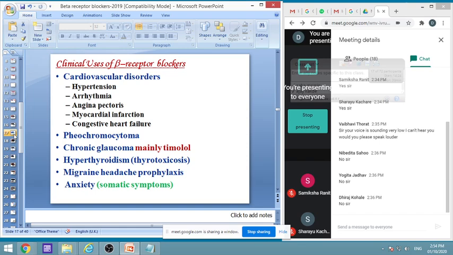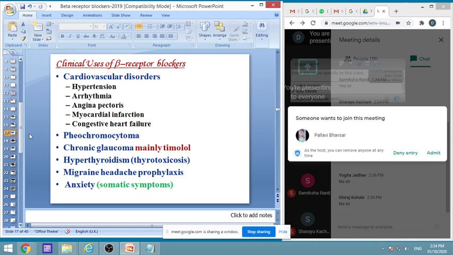No. Why can you not use it? The important thing is it has non-selectivity, which is one reason. The second important reason is it has a membrane stabilizing effect. So membrane stabilizing effect means what?